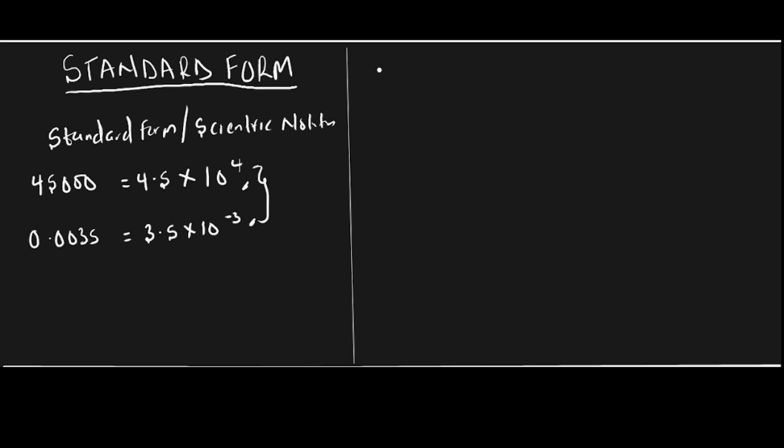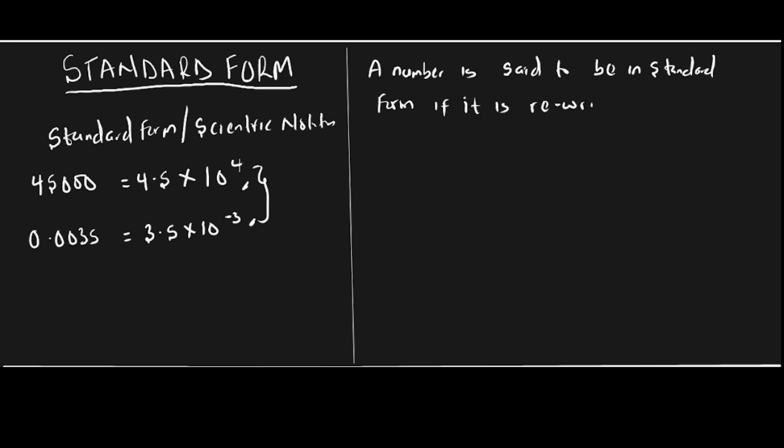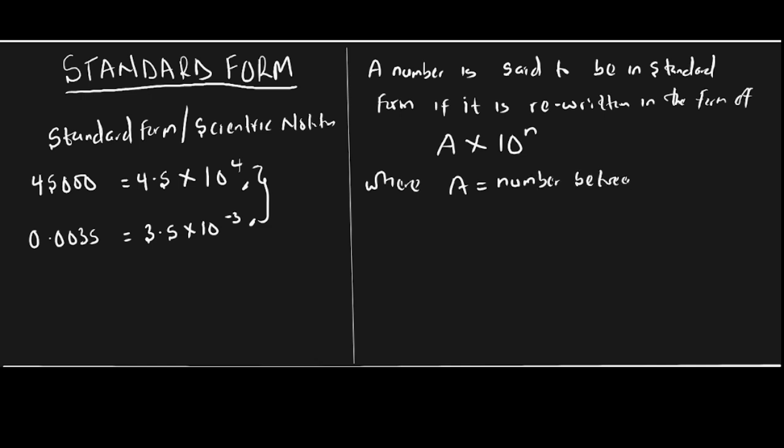For us to say a number is in standard form, a number is said to be in standard form if it is rewritten in the form of a times 10 raised to power n, where a is a number between 1 and 10, and n is a positive or negative integer.